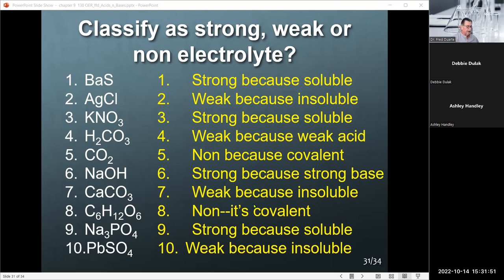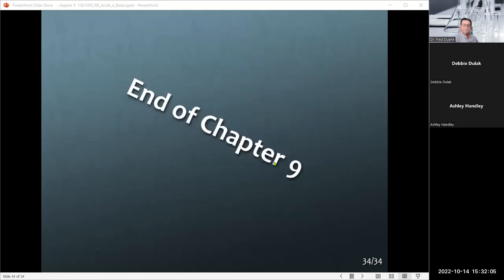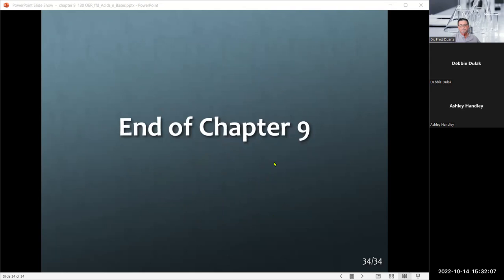You know, unless the lead is bonded to acetate or nitrate. Basically, those are the only examples where you've got lead soluble. All right, that, ladies, is the end of chapter 9.